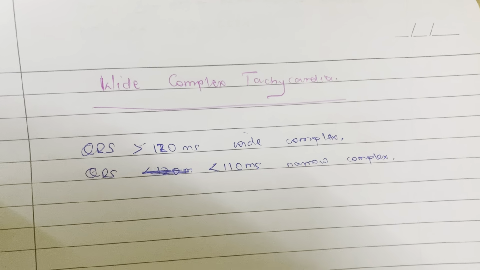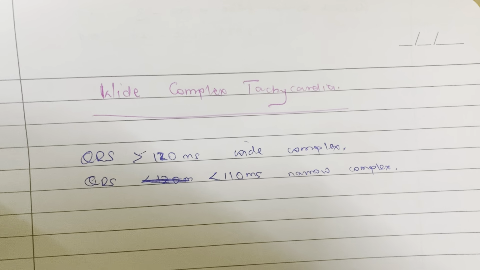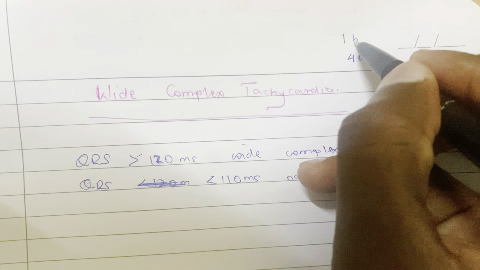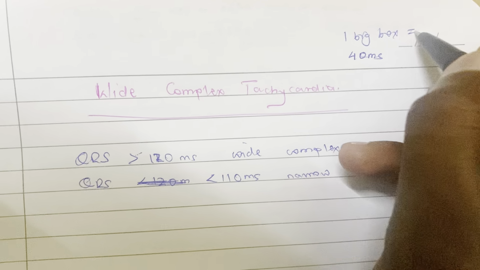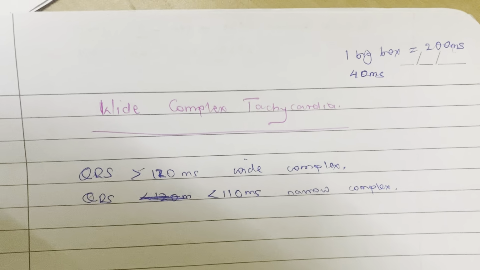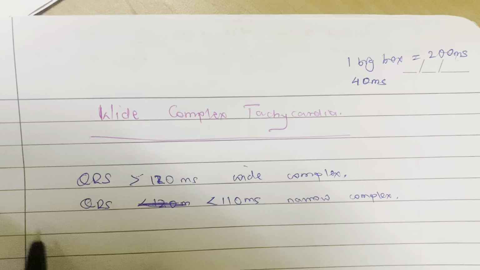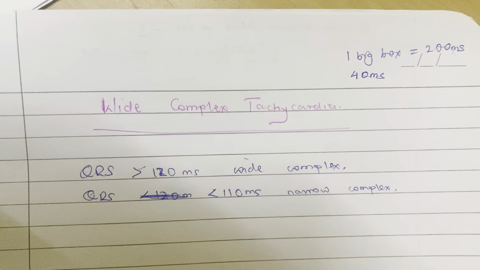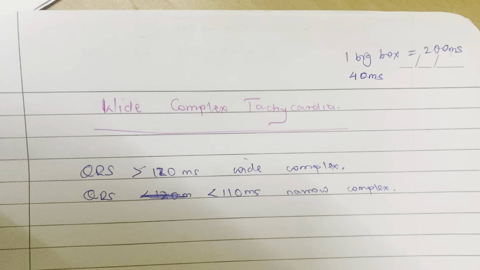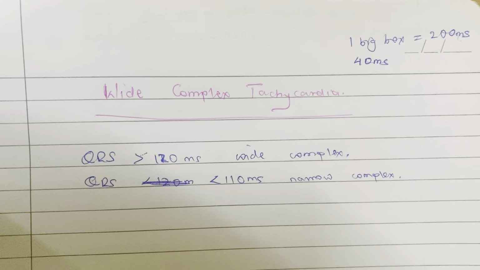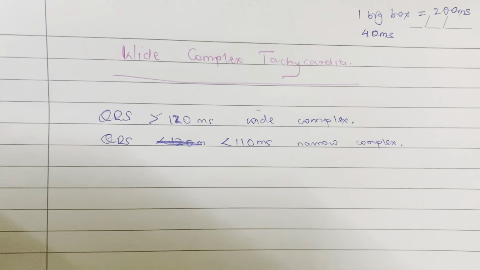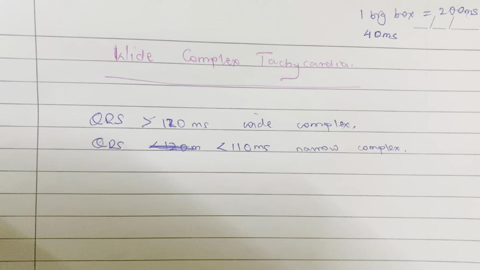We reminded ourselves how to calculate the QRS. We saw the ECG calibration: one very small box is equal to 40 milliseconds, and one big box is equal to 200 milliseconds. That was the calibration. So basing on that, we are going to see what a wide complex means, and the narrow complex is finished already. So for wide complex tachycardia, we said 2 origins are there, either supraventricular or ventricular.